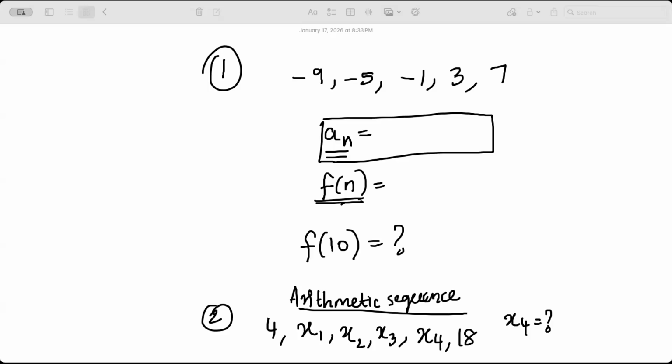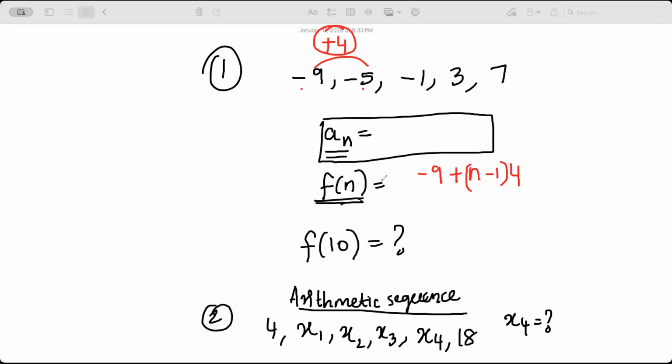Okay, like the f of n formula? What I'm saying is, you all found out it is minus 5 minus minus 9, which is 4. So plus 4 is your common difference, great. The first term is minus 9, plus you want the f of n formula, right? So n minus 1 times 4.